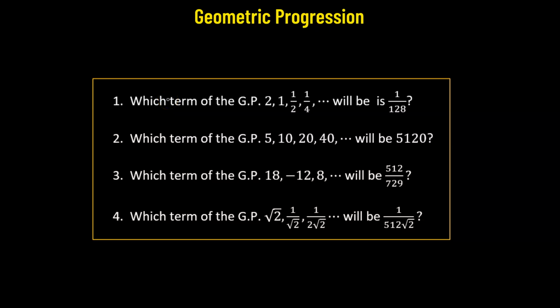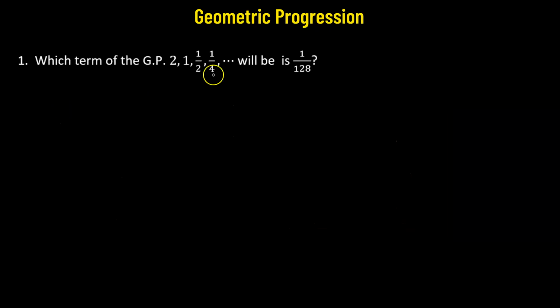So here we have a couple of problems based on finding the required terms for the given geometric progression. So let's begin. Here in this geometric progression given by 2, 1/2, 1/4, we'll need to find out that particular term whose value is 1 over 128.